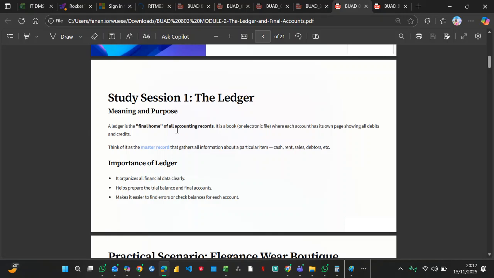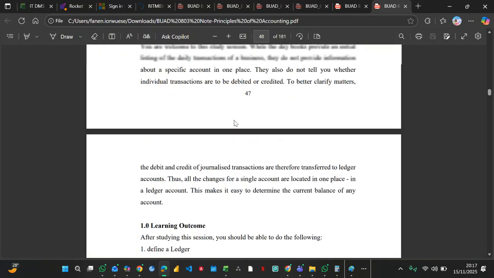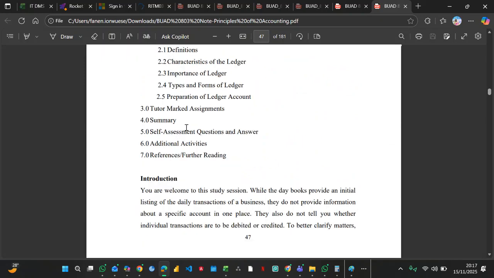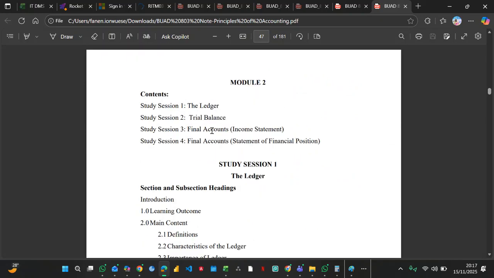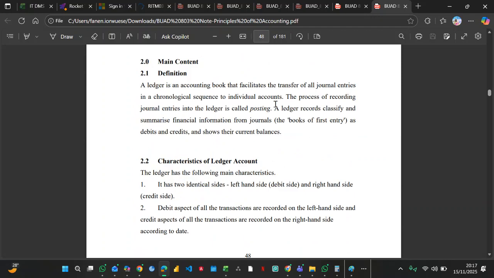I want to go to the material itself to show you something. If you look at the study sessions, they have about three of them, one to three, which we're going to focus on. We look at the ledger, the trial balance, the final accounts of income statement, and the final accounts of statement of financial position. We are looking at the ledger here.